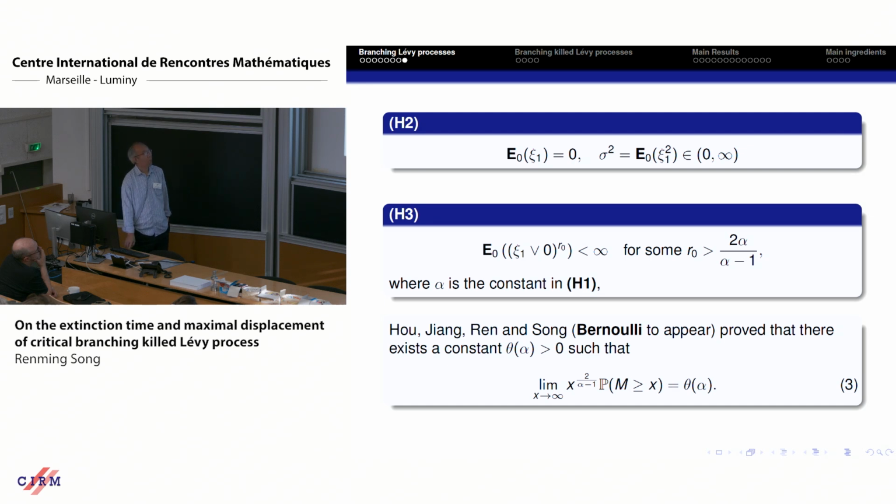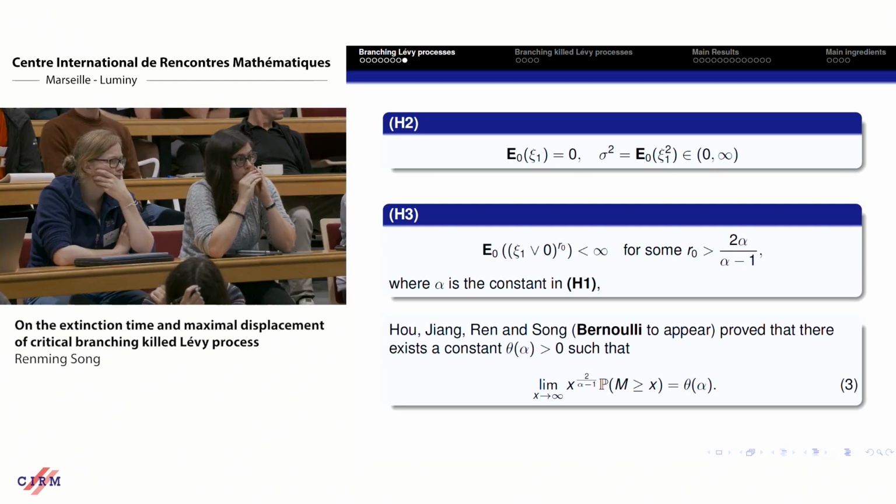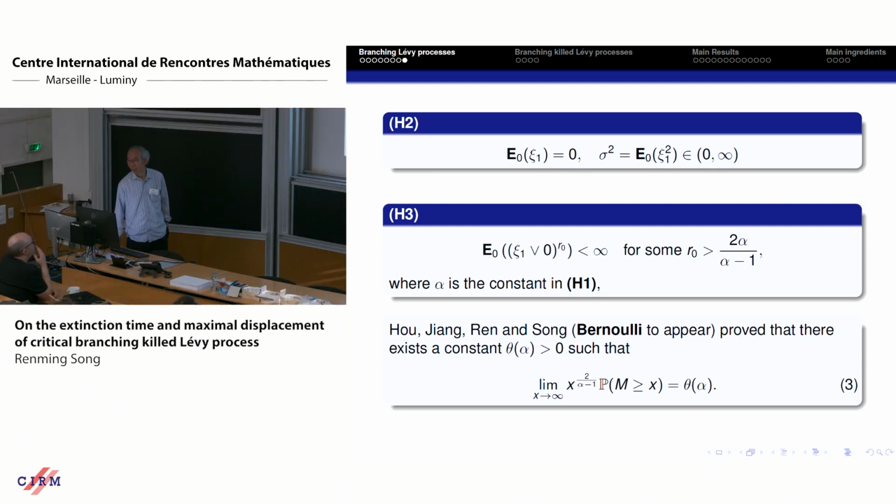In this talk, I'm going to be talking about those things for critical killed branching Lévy processes. So let me introduce that model now. Can I just check? Sure. Yes, H3 means R0 has to be bigger than 4, right? Oh, yeah, 4. Sorry. Yeah. But the previous result was for Brownian motion? No, there the offspring distribution satisfies the third moment condition. So this is on the spatial motion. Yeah.